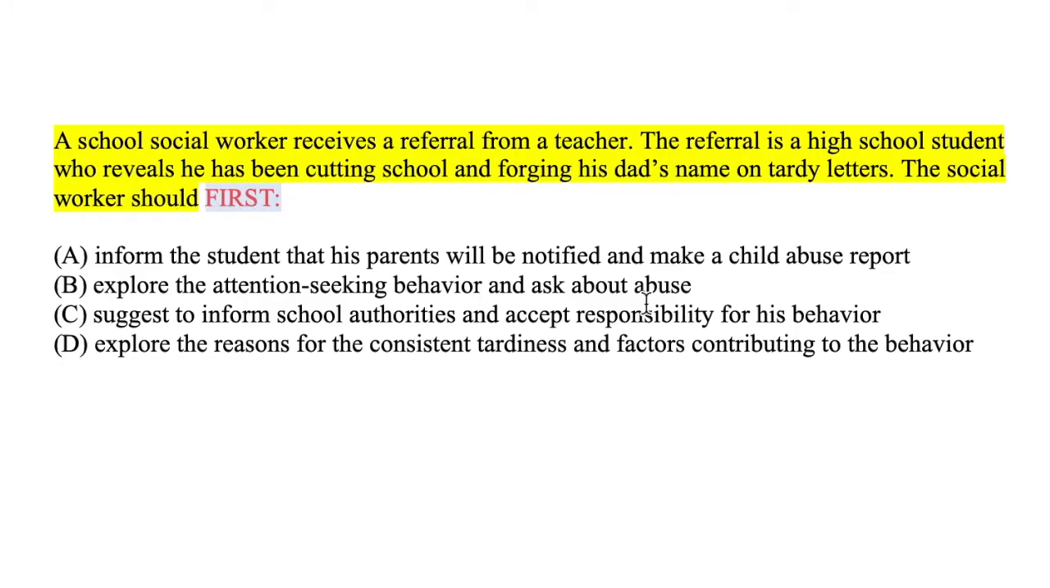So let's go ahead and look through this one by one. The first option is A, inform the student that his parents will be notified and make a child abuse report. So if we go back up to the vignette, is there anything in here that indicates that there's abuse or neglect going on? There could possibly be abuse or neglect, but we haven't even got to that point yet. So there's nothing in here that indicates to us that there is a need to file a report.